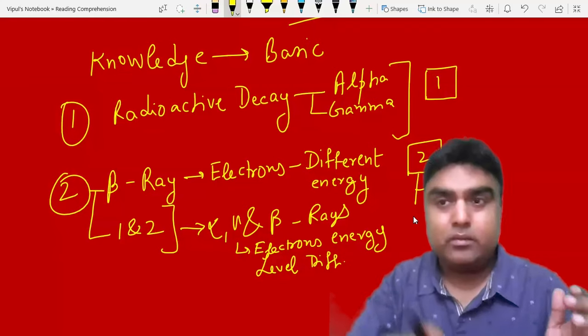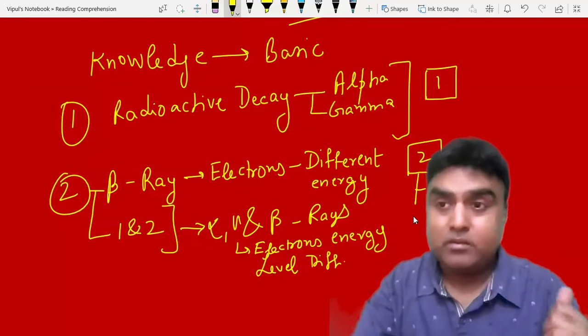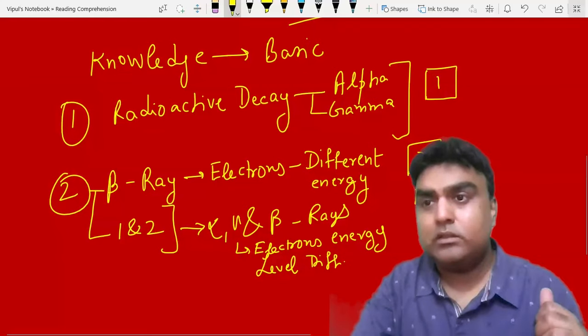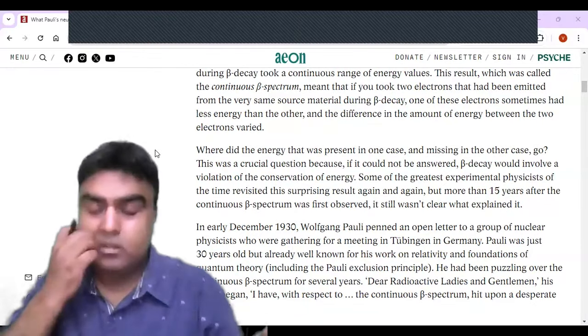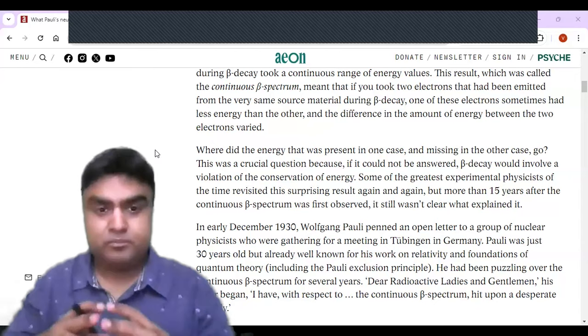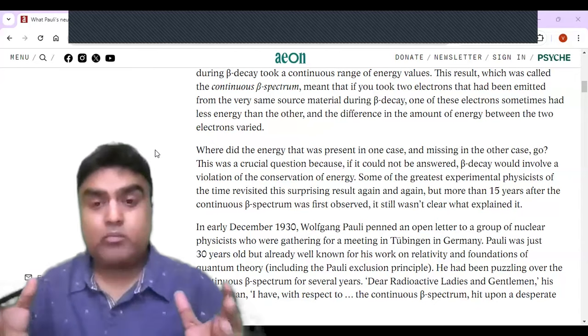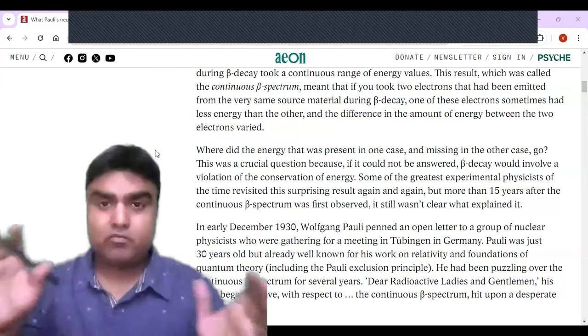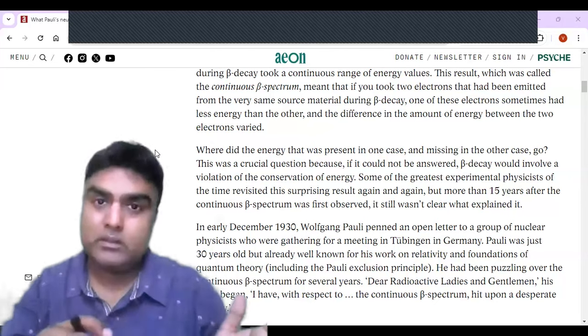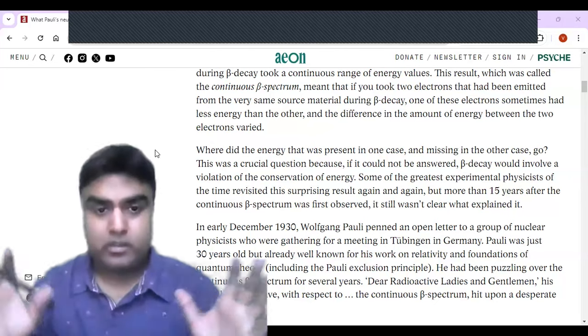The answer is yes. So vocabulary, reading speed, the knowledge part, all three are getting answered at the level you need. Okay, now we are moving back to the passage to see how things are shaping up. Now we will go into the further paragraphs. Where did the energy that was present in one case and missing in the other case go? I think they are talking about electrons having different energies. One electron had energy that was different from another electron.